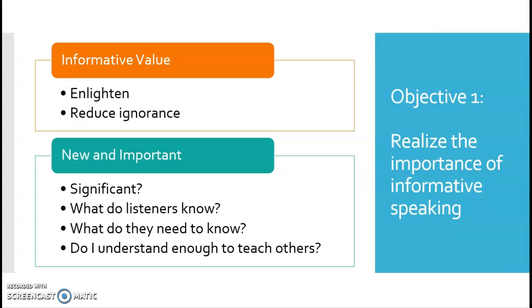What is your primary purpose? What do you want to inform your listener of? And then lastly, do I understand enough to teach others? If you are looking for an informative speech, this is not the time to go seek a hobby and talk about. We want to dip into the bucket of our existing knowledge, talents, and experiences. Okay, so let's think about the value of informative speaking and then cross over and think about what could I bring to an informative speaking topic.